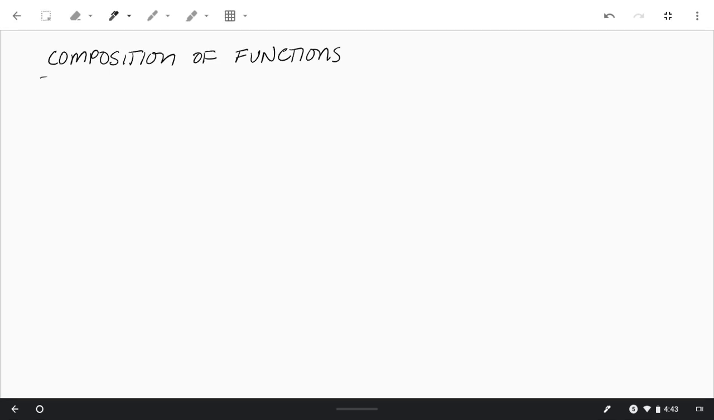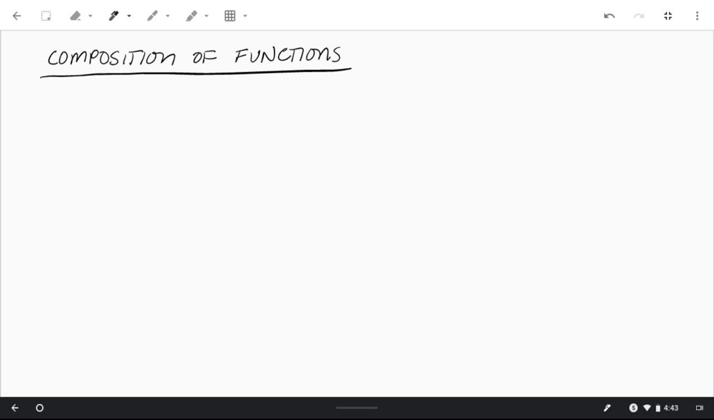Okay, so composition of functions. This has a completely different notation. We have our 4 basic operations: addition, subtraction, multiplication, division. We looked at how to add, subtract, multiply, and divide functions. So we have another operation called the composition of functions. And we use a little circle for the notation.